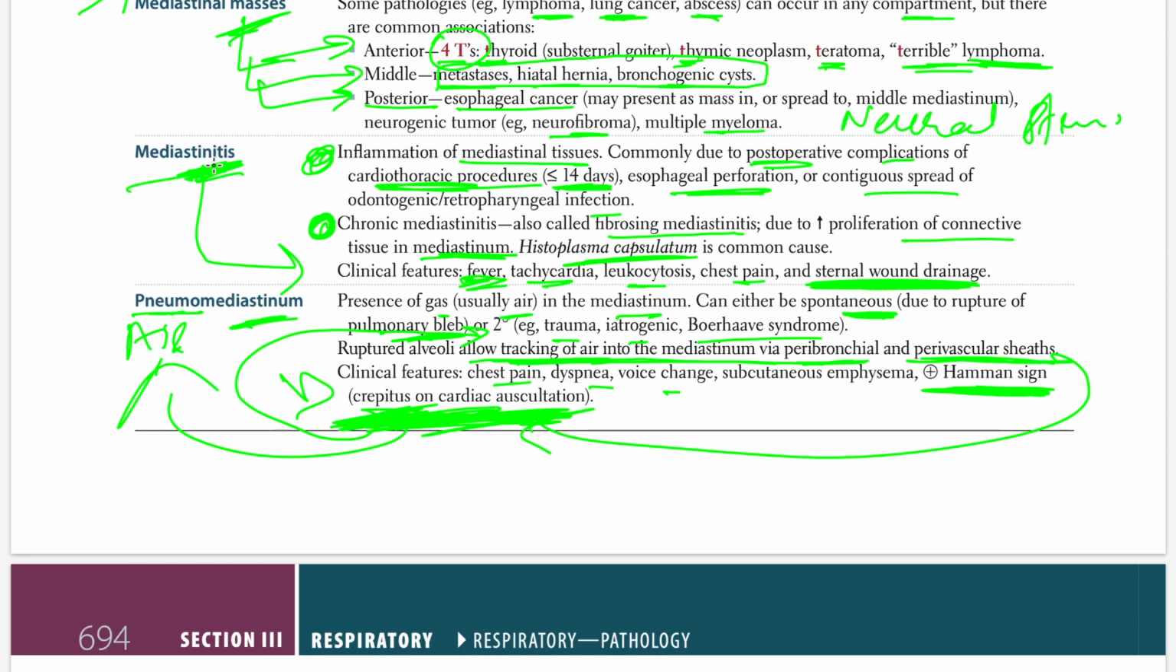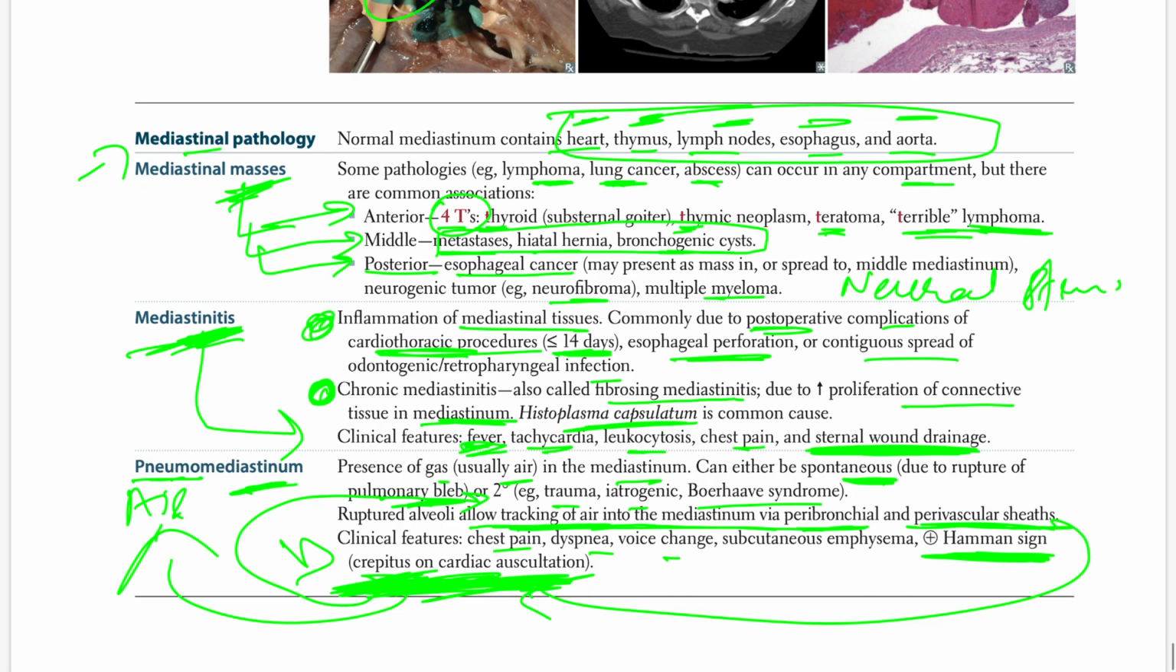Sternal wound drainage, you think about mediastinitis. Mediastinal masses, you think about whether it is anterior, middle, or posterior. Anterior is the 4 T's, middle is all about the lung problem, and posterior is all about neurologic problems. And that's all for this topic.